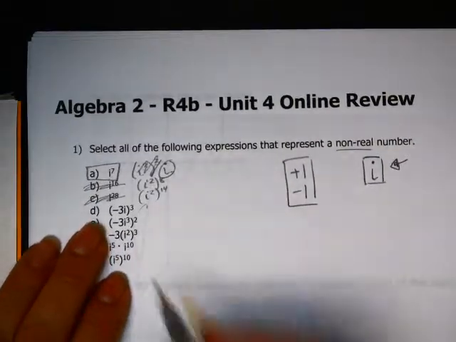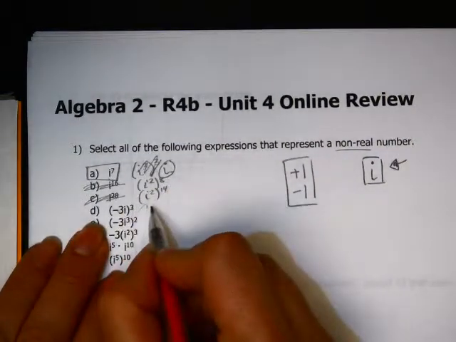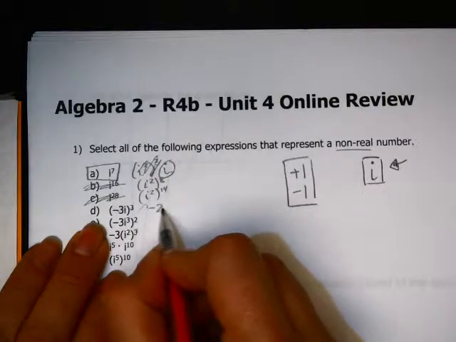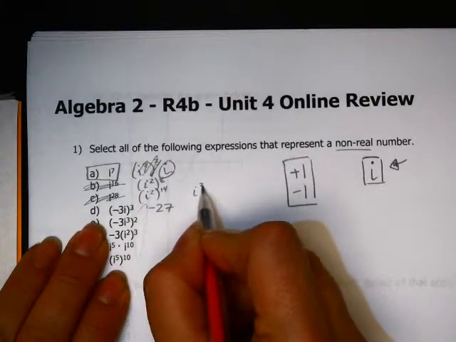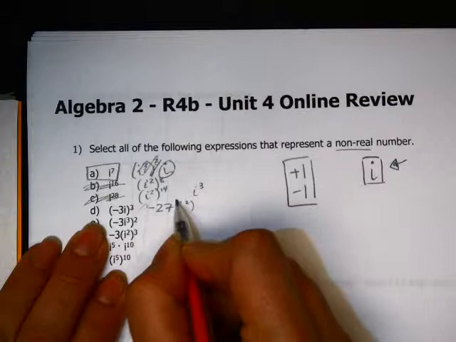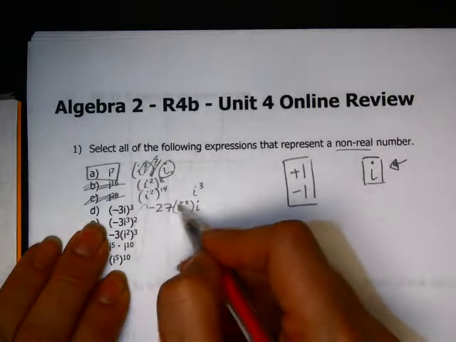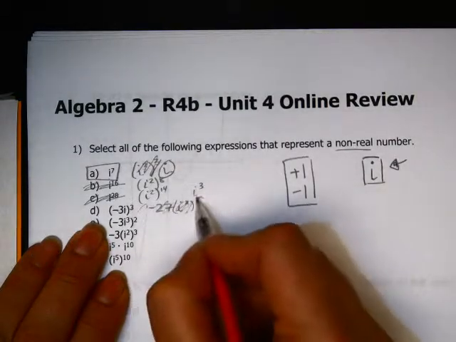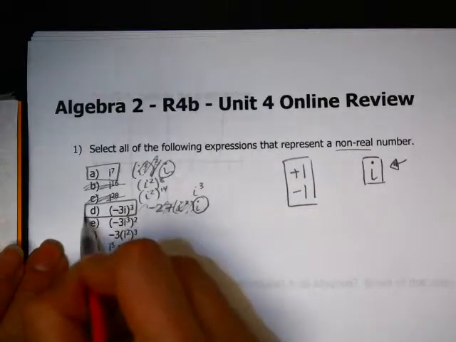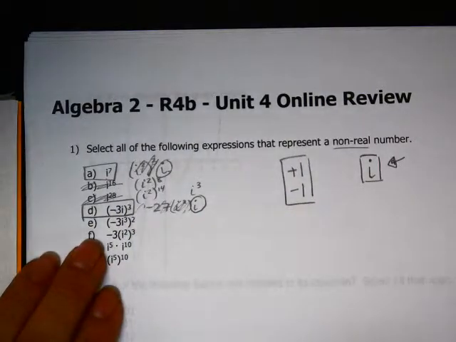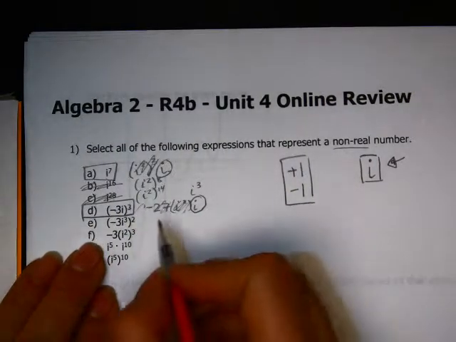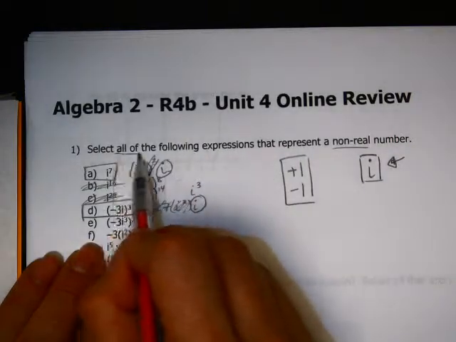Here, I had -3 cubed is -27, and then i cubed is really i squared with 1 i left over. So this gives you a negative, this gives you a negative, but this keeps it non-real. So far we have 2. We do need to continue on because we don't know. We're selecting all of the following.